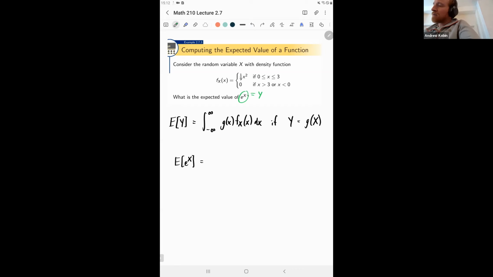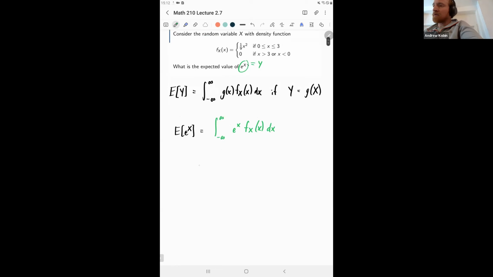So the expected value there is going to be the integral from -infinity to infinity of g of x, which is the function that tells us how to get the new random variable. In this case, this will just be e to the x. Remember, this is supposed to be g of x times the original distribution. In this case, I'm going to leave it as f sub x of x dx, because over the whole real number line, this takes on different values. However, we know that outside of the interval 0 to 3, the function takes on the value 0, so it's enough to integrate from 0 to 3 of e to the x times that distribution. I'm going to rewrite it as 1/9 x squared times e to the x dx.